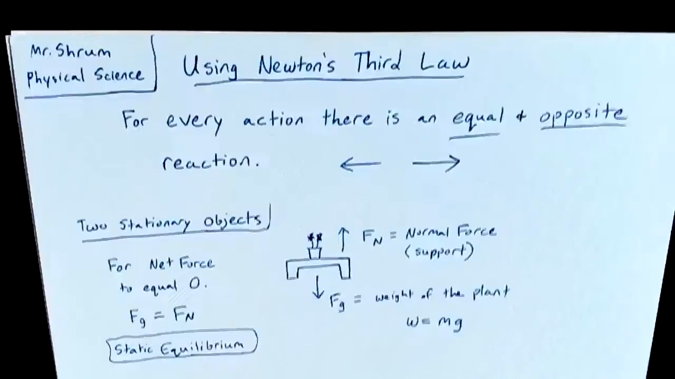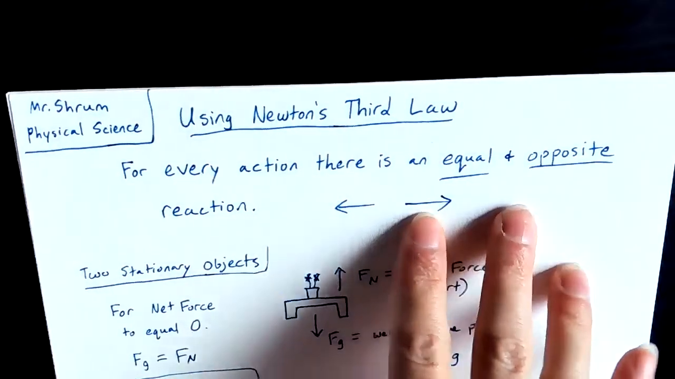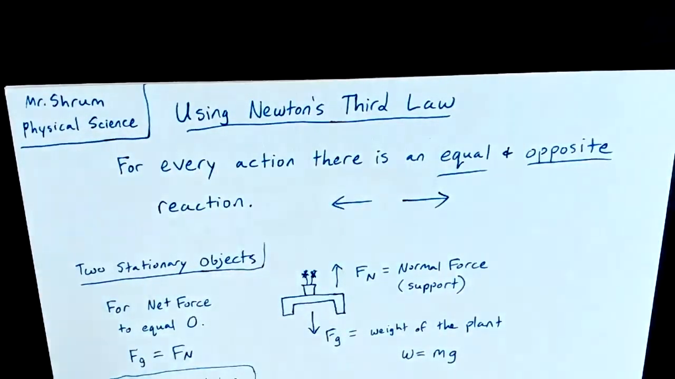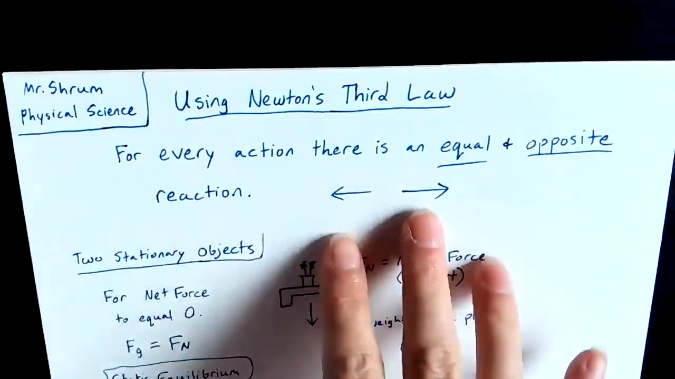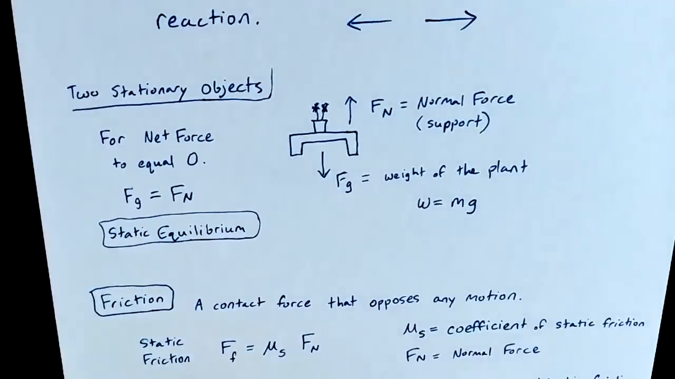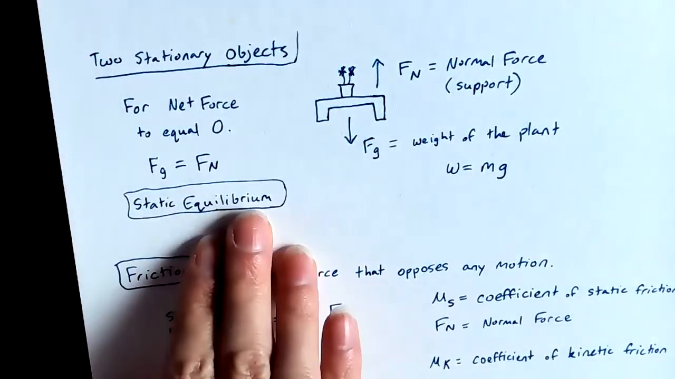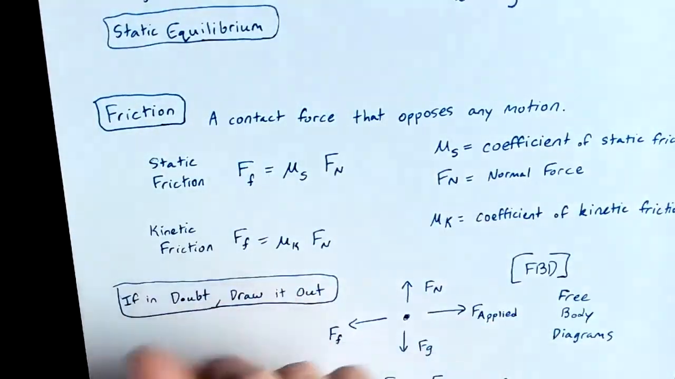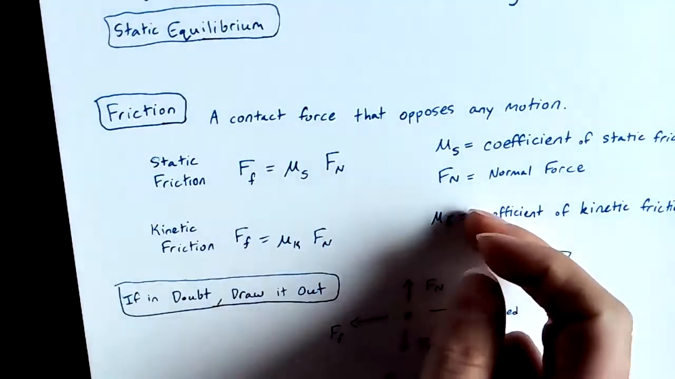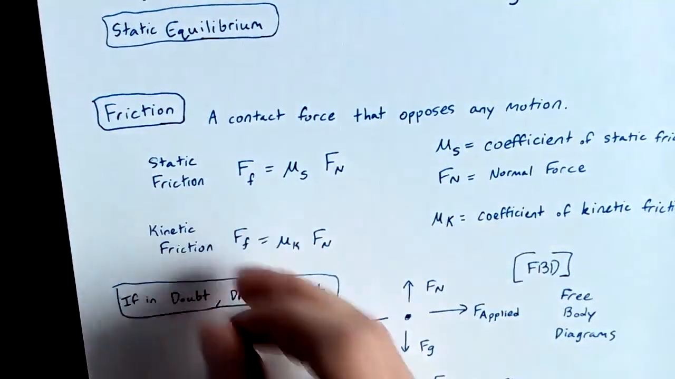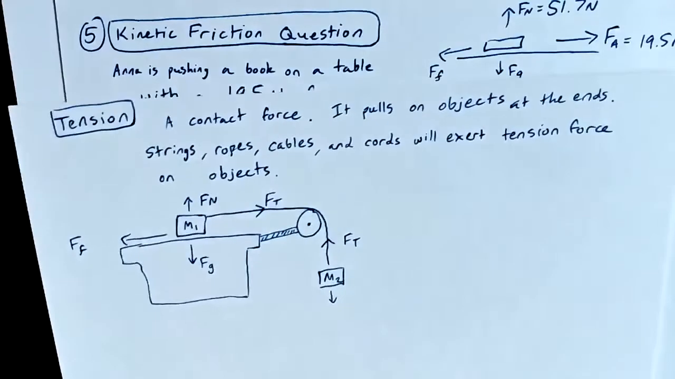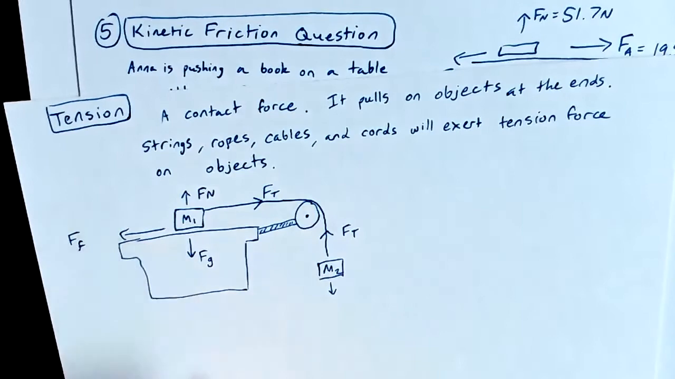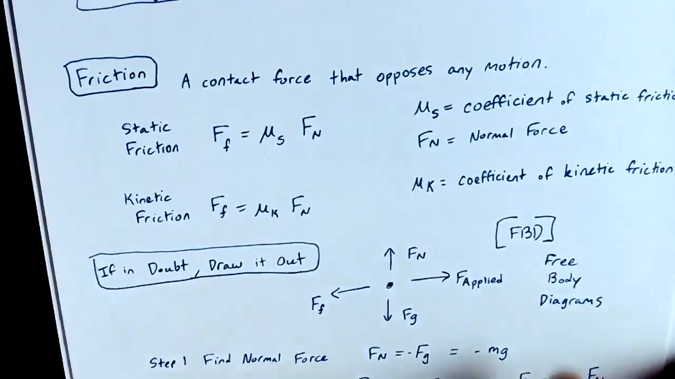Yes, just to go over equal and opposite, can't say that enough, equal and opposite reaction. It'll come up again and again. Static equilibrium, remember friction opposes motion. If you want to go this way, friction will want you to go that way. Tension pulls on objects it's attached to. And if in doubt, draw it out.